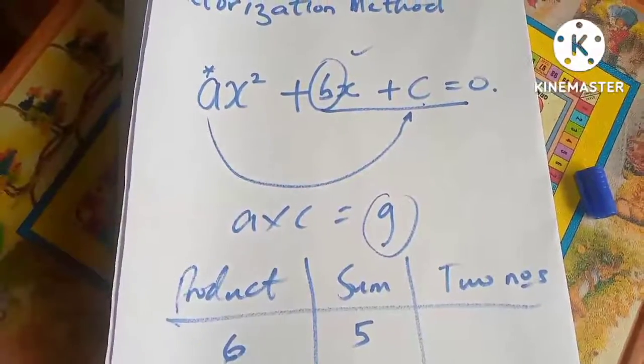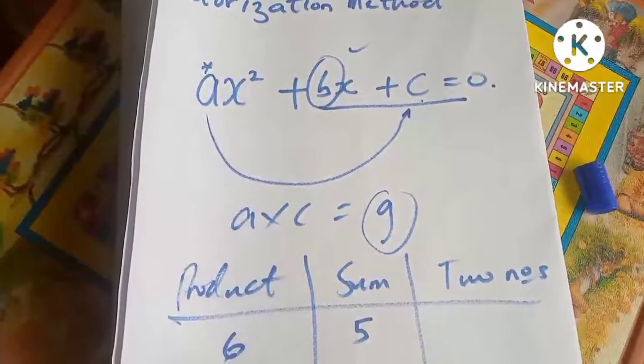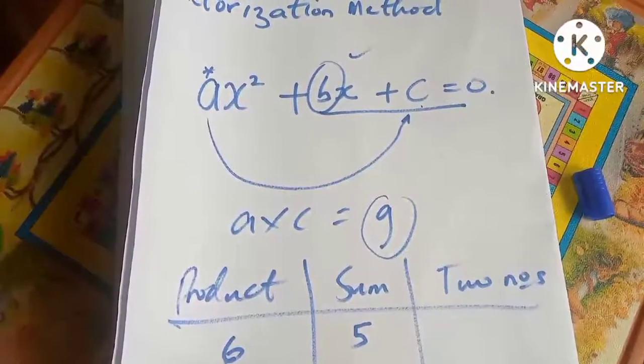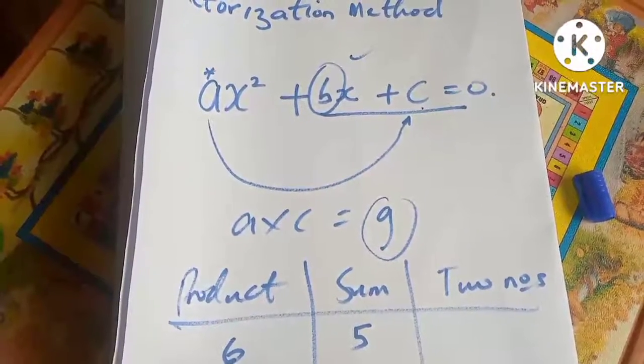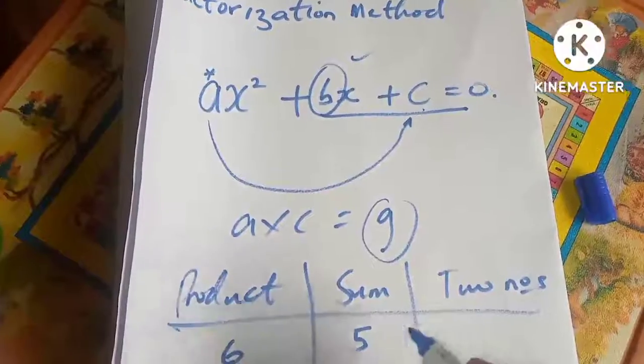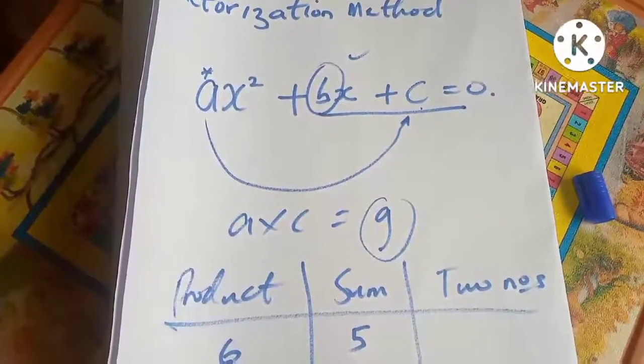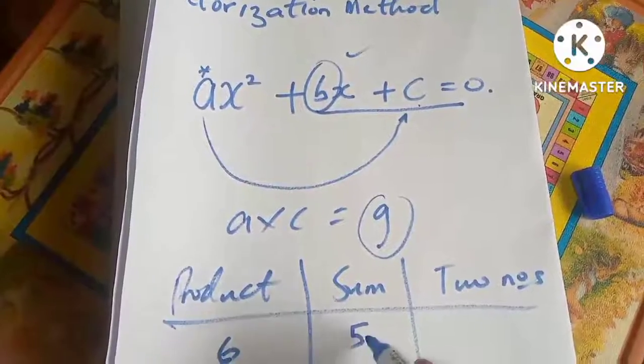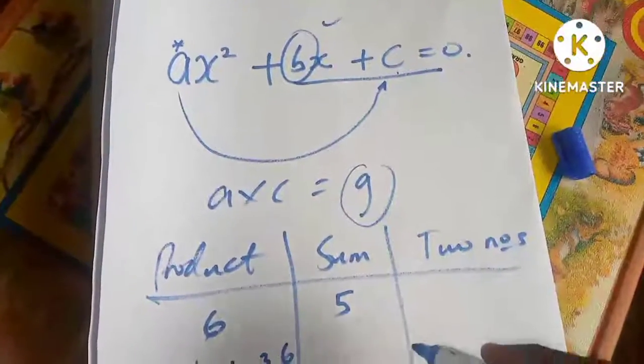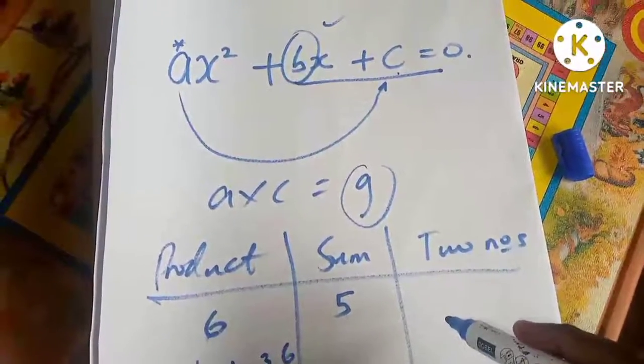Let's think of 1 and 6. Multiply 1 and 6 together, that will be 6. Add them together: 6 and 1. How can I add 6 and 1 together to make 5? No, 1 and 6 cannot do the work here.